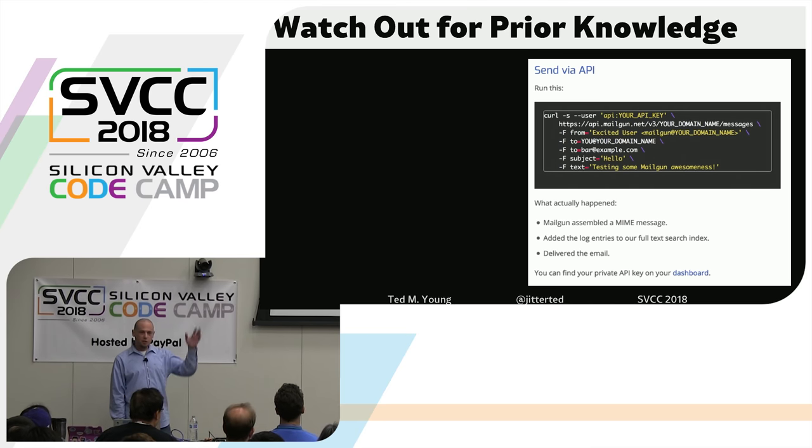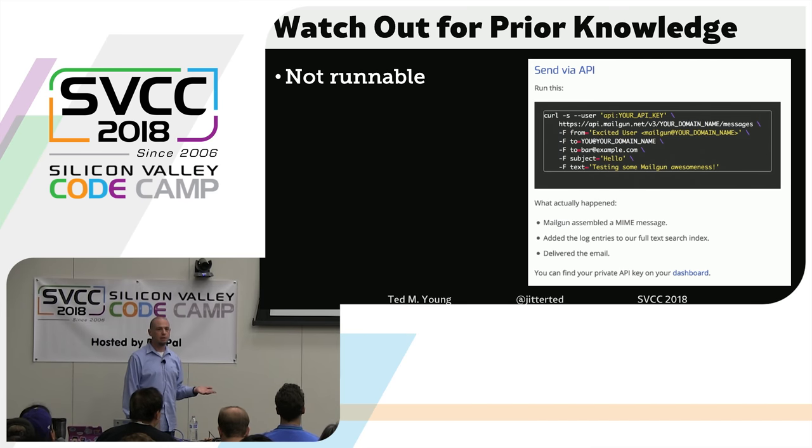The example is using curl, and it's using a bunch of parameters sending into curl. And so if you have no idea what curl is, this is just gobbledygook. I'm a programmer, and I know curl, and still there's stuff here I don't understand. First of all, this example is not runnable, because there's stuff that I would have to put in here that has to do with my username and API key and things like that.